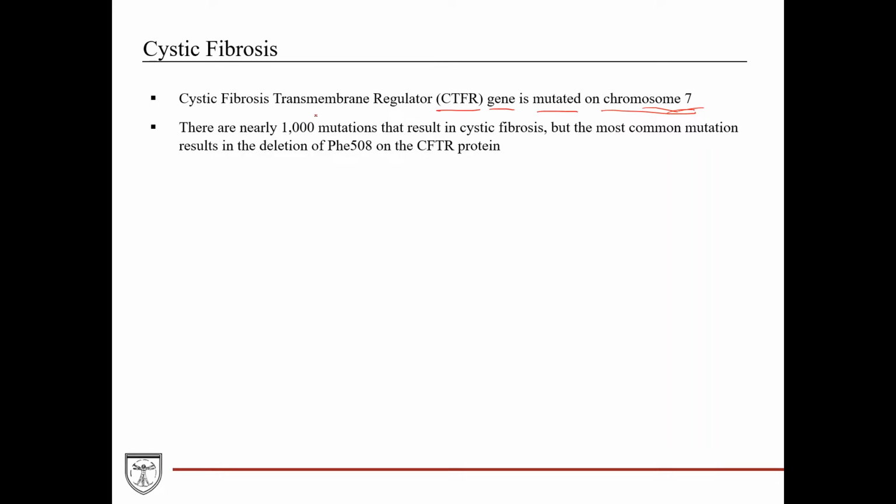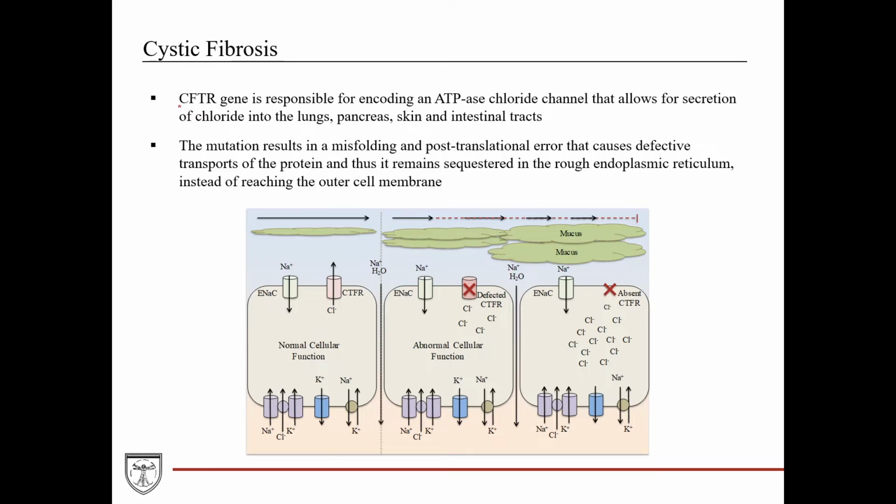Now, there's nearly 1,000 different mutations that will result in cystic fibrosis, but the most common mutation results in the deletion of phenylalanine 508 on the CFTR protein. And this is also a very common test question as well. And so really the CFTR gene is responsible for encoding an ATPase chloride channel that allows for the secretion of chloride into different epithelial lumens in the lungs, the pancreas, into the sweat glands in the skin, intestinal tracts.